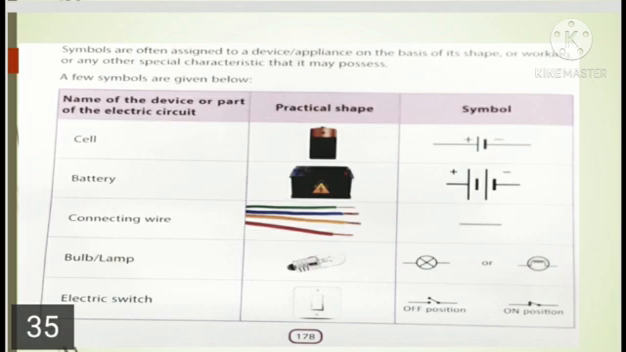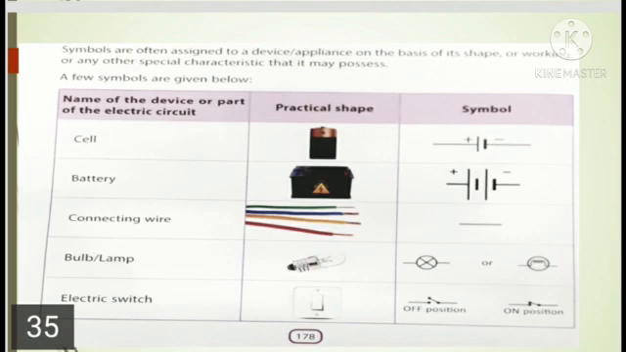What about the battery? As you know, a battery is a combination of cells. So here the symbol of a two-cell battery is shown to you. One positive terminal, then negative, then positive, and then negative. In this way, two cells are there in this battery. Next one is the connecting wire. Suppose in an electric circuit there is a need to connect two wires. So simply one line is drawn there to show that you should connect the wire there.